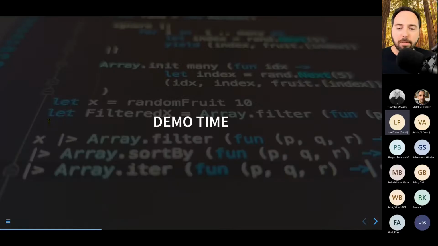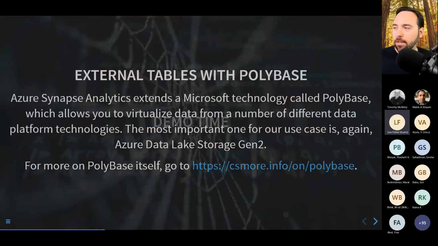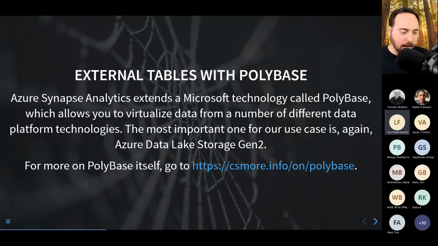And now, with that in mind, let's talk about Polybase. I like Polybase. Azure Synapse Analytics extends this technology called Polybase, which is a virtualization technology. It allows you to virtualize data from a number of different data platform technologies. On premises, this includes a variety of things: Oracle, SQL Server, Teradata, generic ODBC. You can run against a Hadoop cluster, execute MapReduce jobs against that cluster. You could hit Azure Blob Storage.